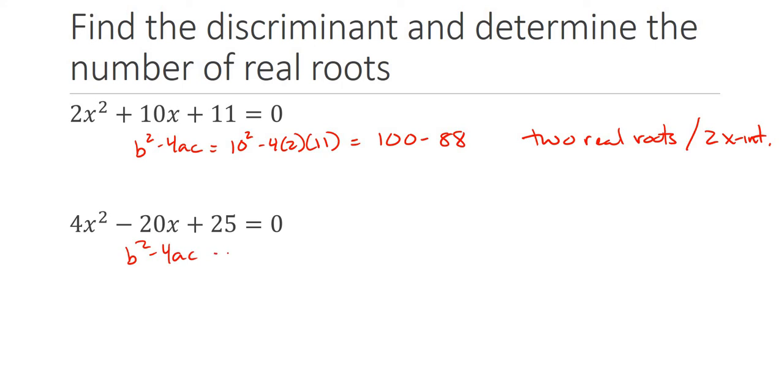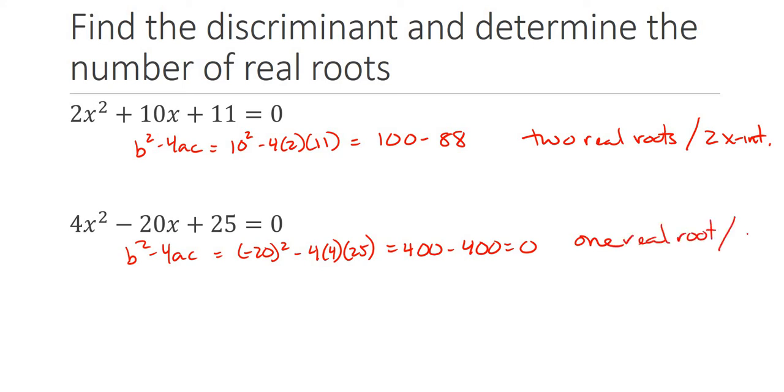Let's try this one. Again, b squared minus 4ac. Negative 20 squared minus 4 times 25. That's 400 minus 400. That's 0. So there is 1 real root, 1 x-intercept, which also happens to be the vertex.